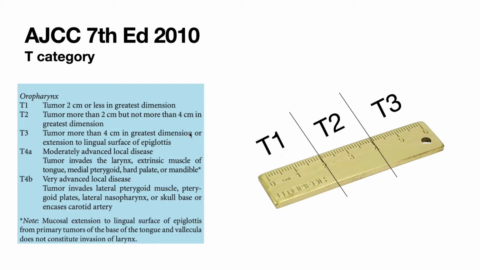So tumor category, which largely remains the same in the 8th edition, for the most part is stratified based on size. T1 tumors are anywhere under 2 centimeters, including 2 centimeters. T2 tumors are greater than 2 centimeters and up to and including 4 centimeters, and T3 tumors are greater than 4 centimeters, or involve the lingual surface of the epiglottis.